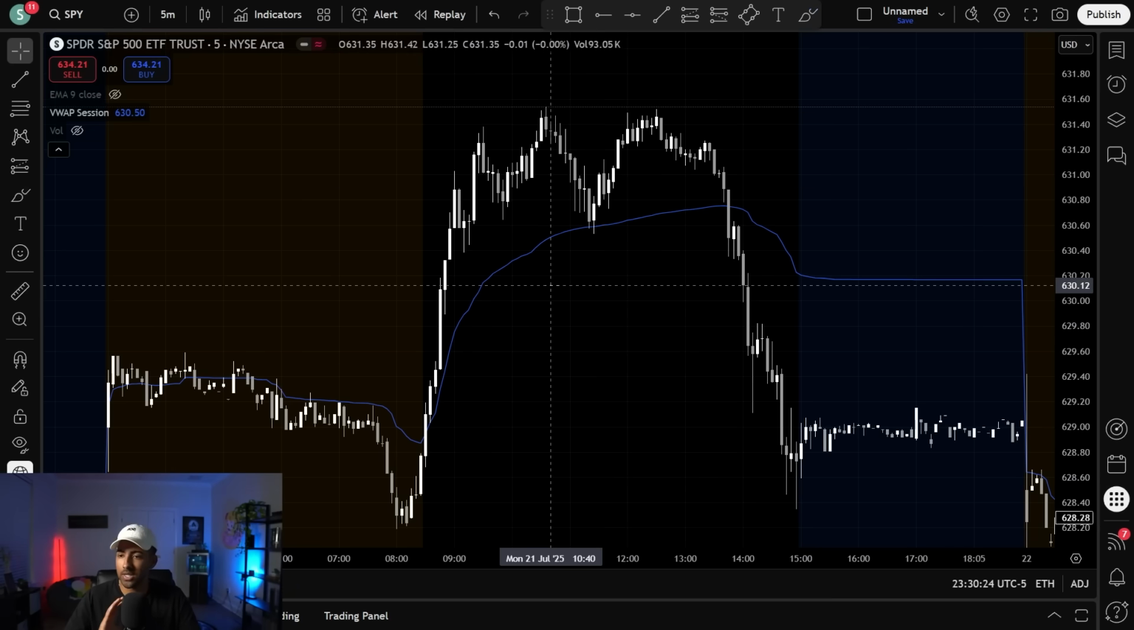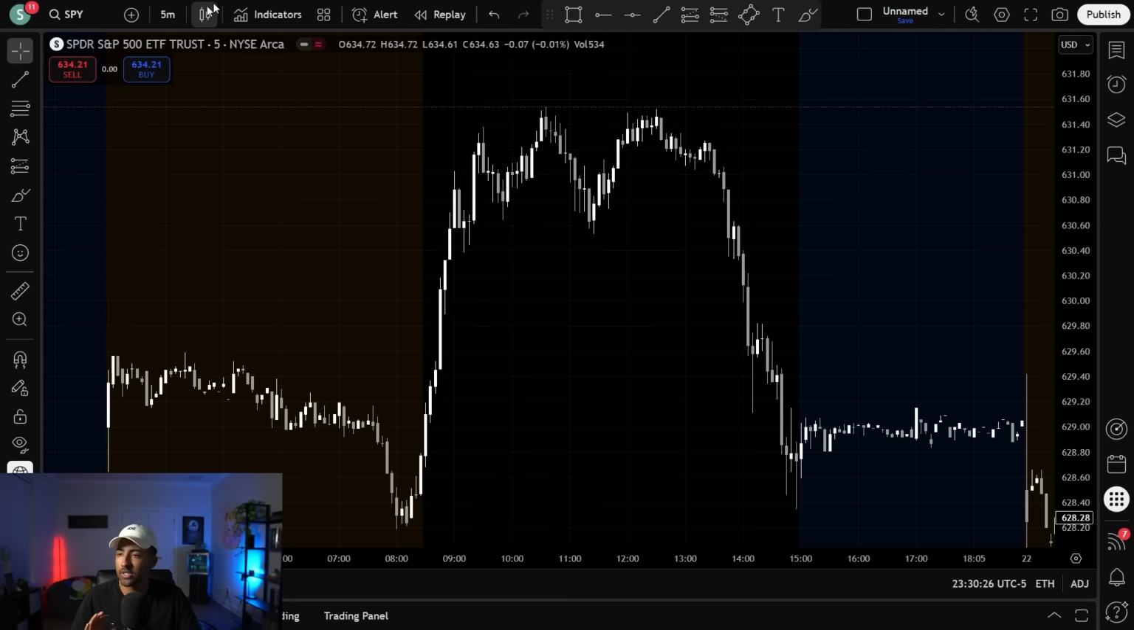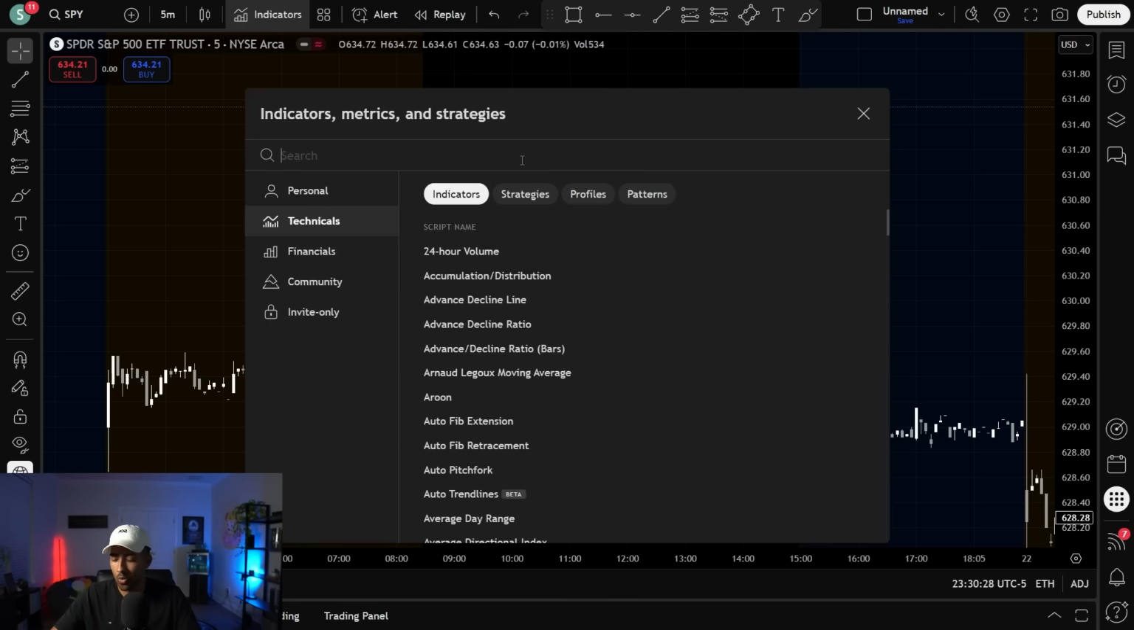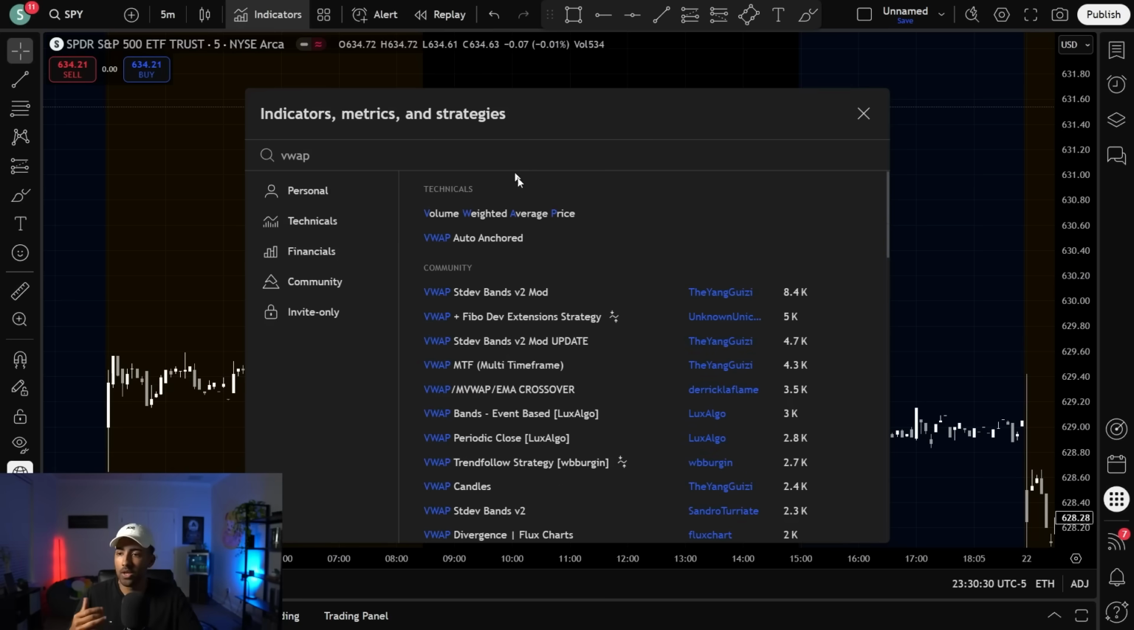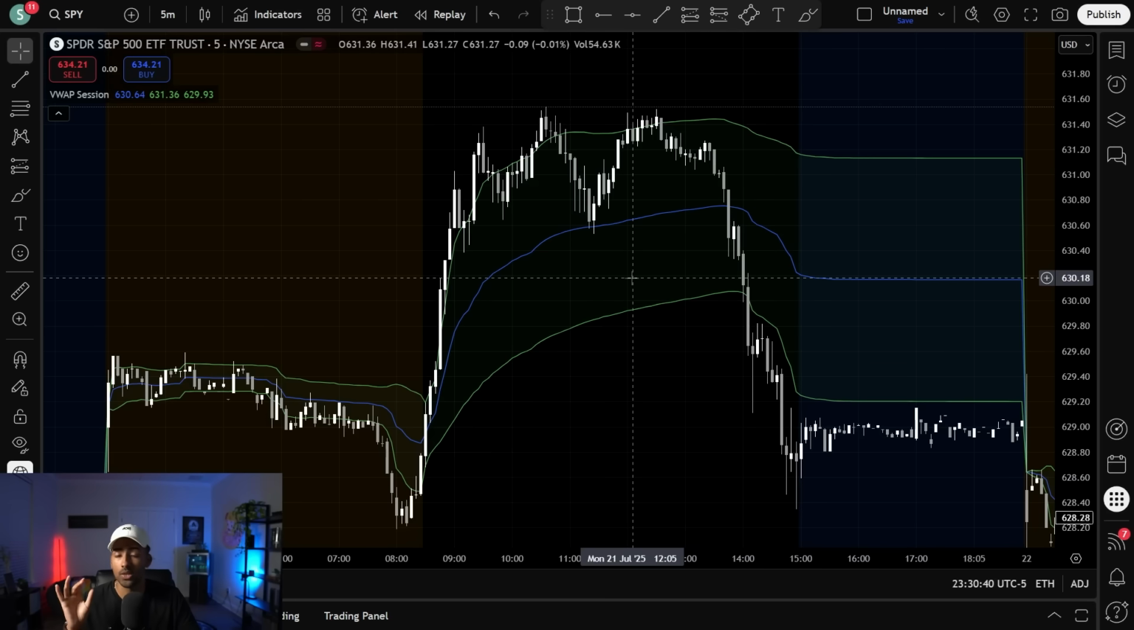So first things first, let's clear this off of our chart and let's go straight to the indicators tab. What I want you to do is type in VWAP. You're going to get volume weighted average price, VWAP auto anchored, a whole bunch of these indicators here. You're going to just click the one that says volume weighted average price, this very first one up here. You're going to get something that looks like this.